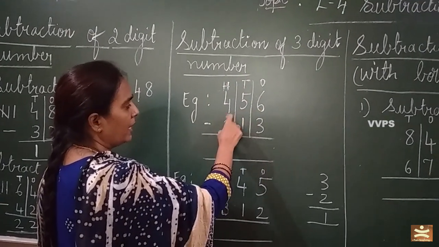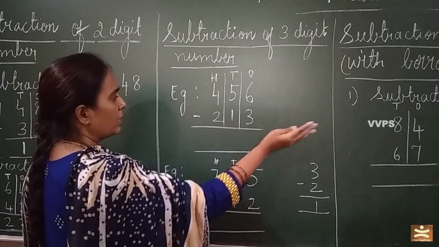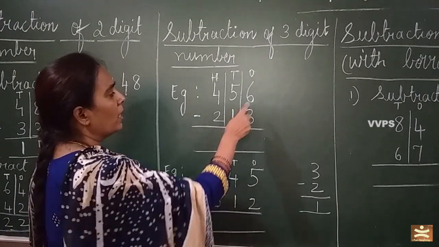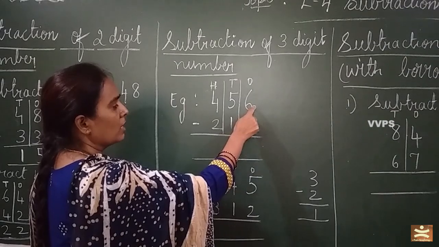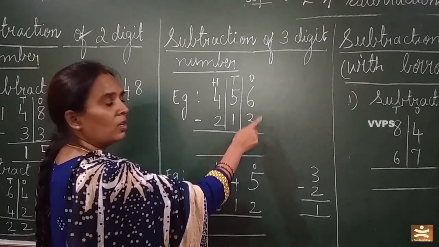Okay, and you have to write exactly below that. You must not go to this side or this side, children. So here you have 6. In ones place you have 6 and 3. You have to subtract 3 from 6.